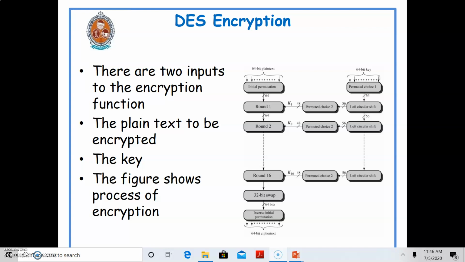This diagram shows how 64-bit plain text is converted into 64-bit ciphertext. The 64-bit plain text undergoes initial permutation, then 16 rounds of operations, and finally inverse permutation, and it gives the 64-bit ciphertext.